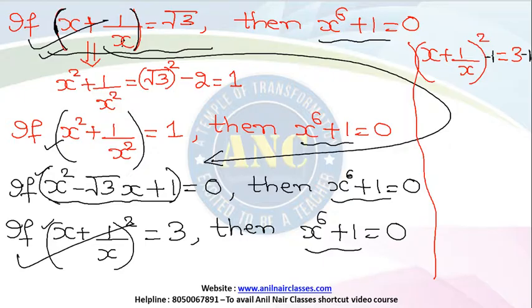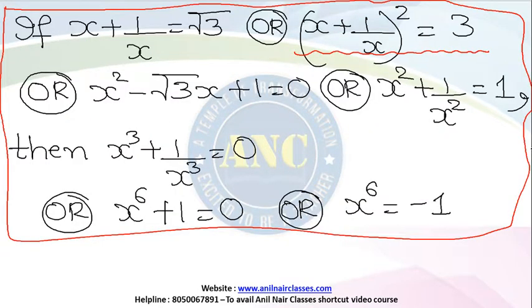Now, observe carefully. On the left hand side, 1 can be written as 1 square. This is nothing but a square minus b square, which is a plus b into a minus b. That means x plus 1 by x plus 1 into x plus 1 by x minus 1. Right hand side is 3 minus 1, which is 2. That means this is another way of writing an if condition. Like that they can ask in so many ways. If you want, I will include it here itself.